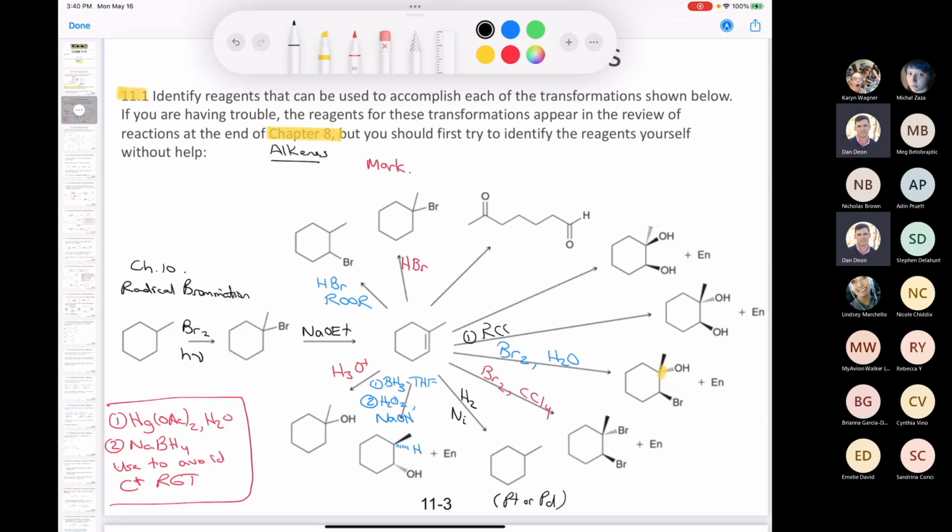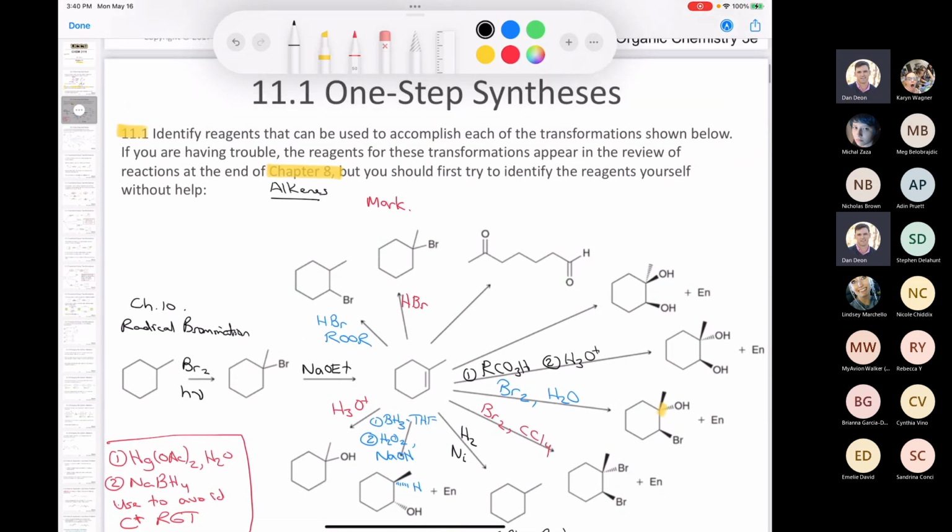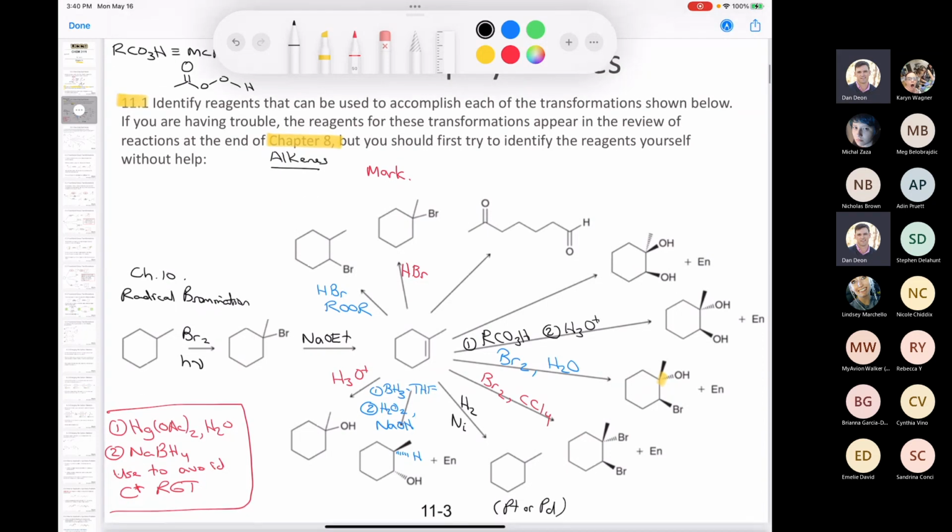Yeah, absolutely. So we'll put RCO3H. And then in the second step, we use just aqueous acid to blow that ring apart. Remember that there are several peroxy acids that I would accept. For example, MCPBA. Another one that students sometimes use is peroxyacetic acid, which is this acid right here. They both serve the exact same function.